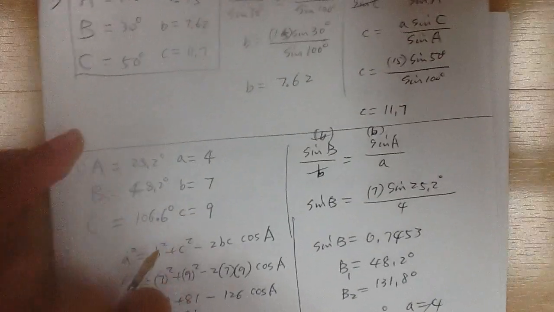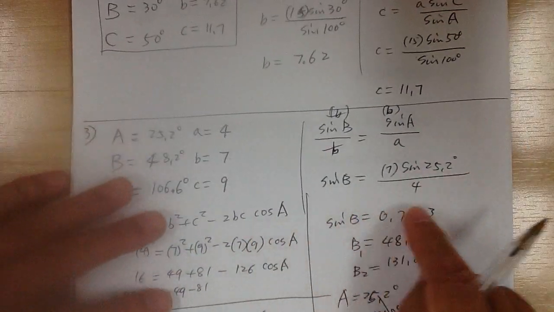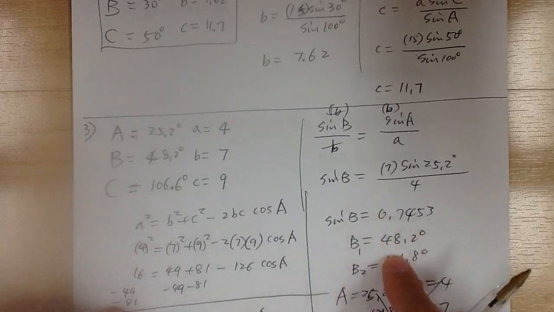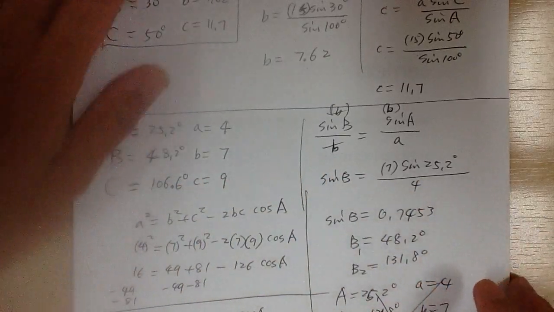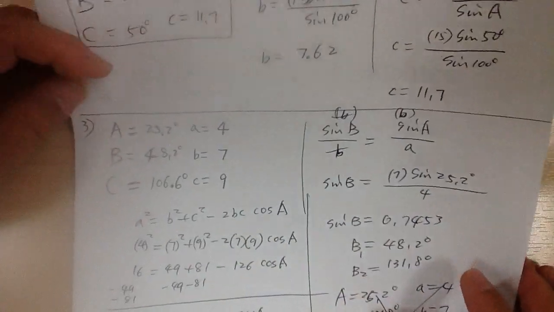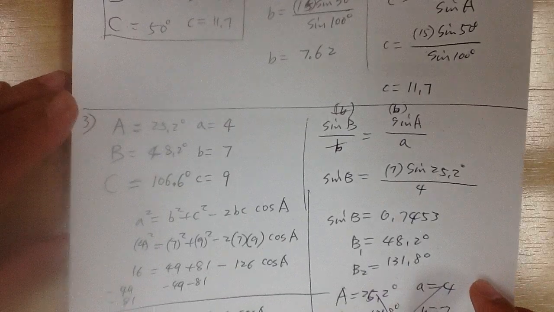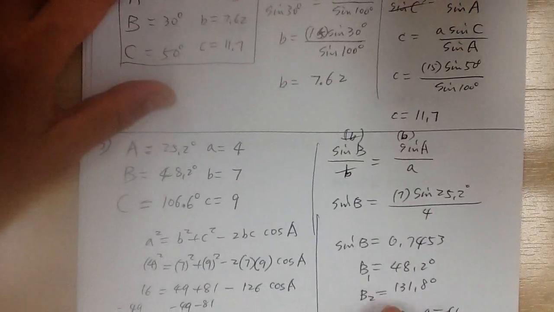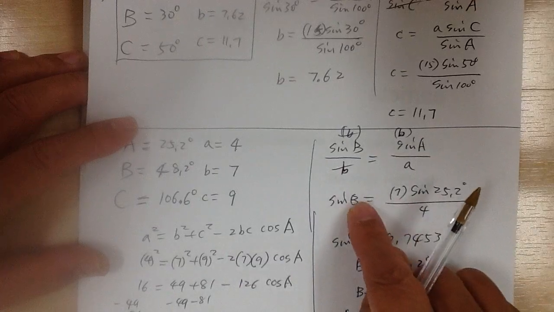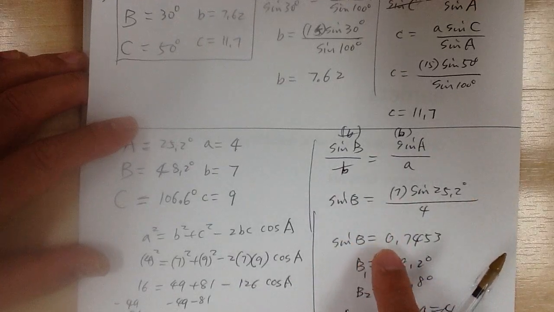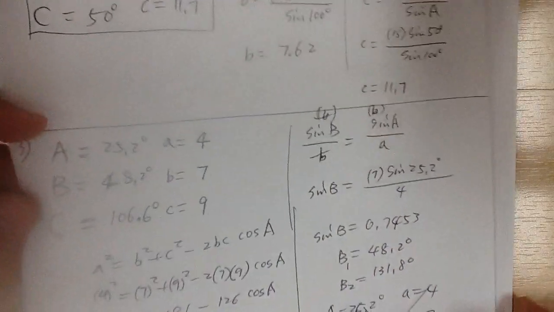Now, another way to do this problem is to use the law of cosine, then you don't have to go through the checking. If you use the law of cosine, you just get whatever you get, so you don't have to worry about the second case. You only have to worry about the second possibility when you use the law of sine to find the angle. When you find the angle using the law of sine, that's when you have to check for the second case.